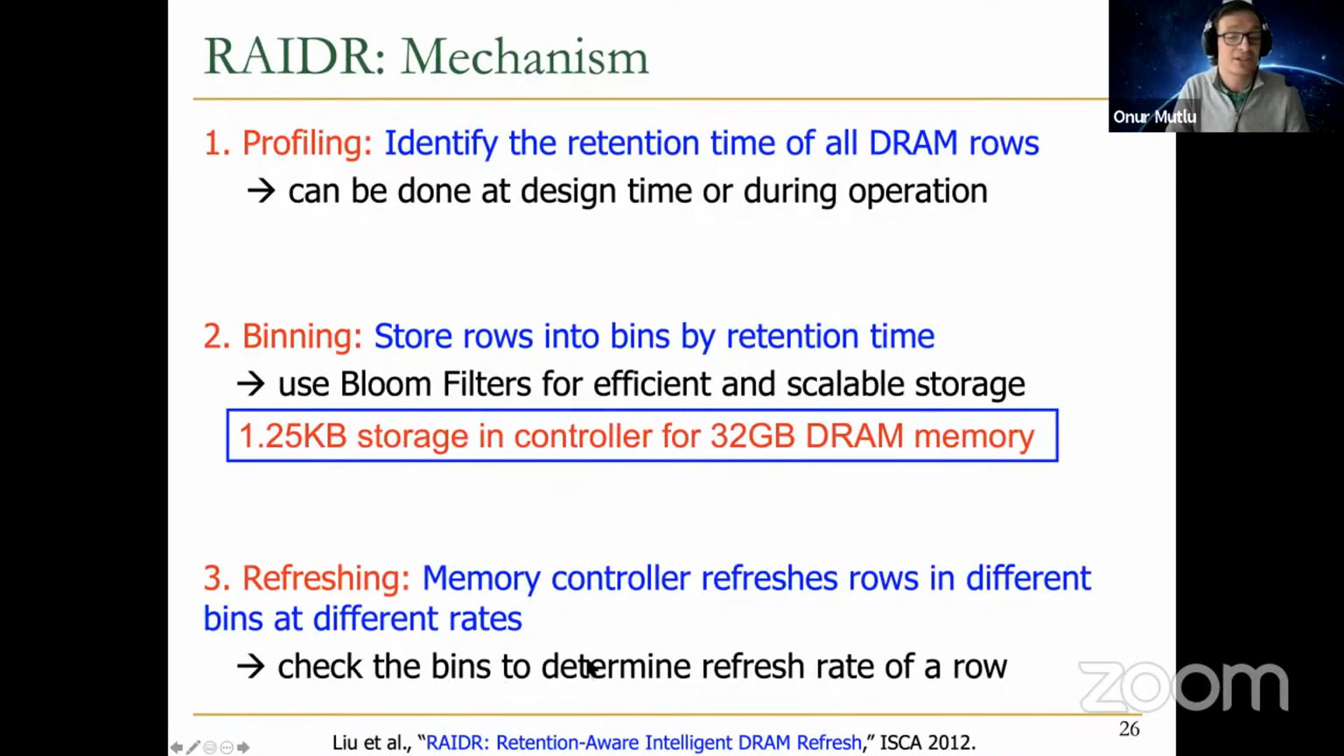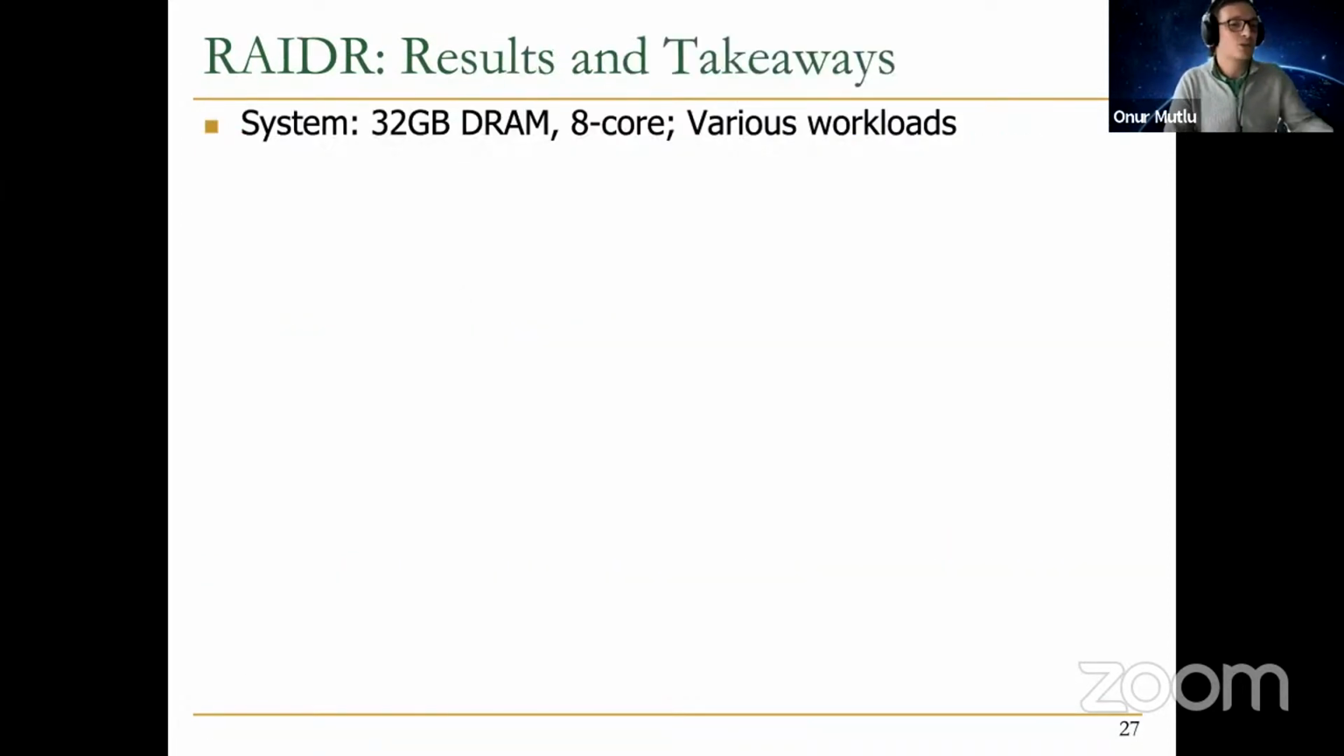So it needs to check the bins to determine the refresh rate of a row. So these 3 steps are easily implementable, actually, except for the first one. First one is the hard one. How do you profile and figure it out? I'm not going to talk about that. But if you actually do all of this, you get significant benefits.